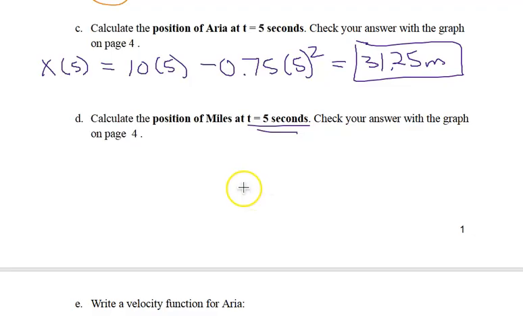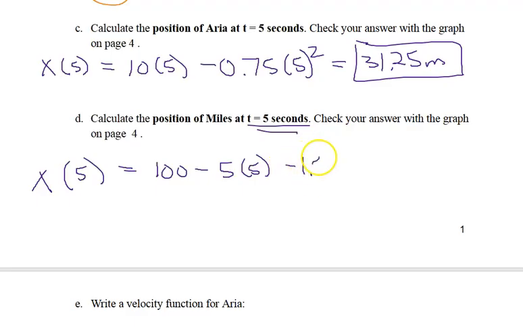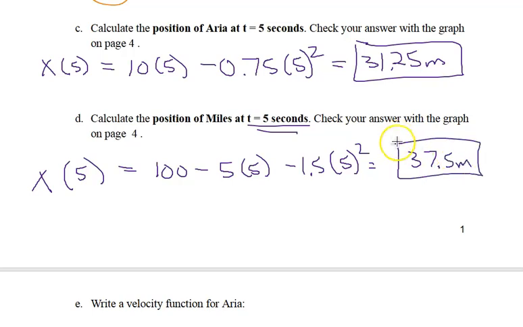All right, and then we're going to see where he is. And then we're going to check our work just for efficiency. So we're just going to plug in 5 to his position function. And he's at 37.5 meters. So they're close to having met, right? They're both in the 30s, but she's still behind where he is.